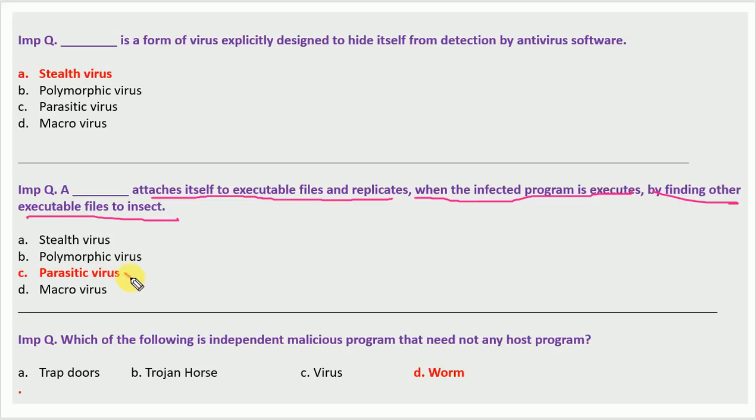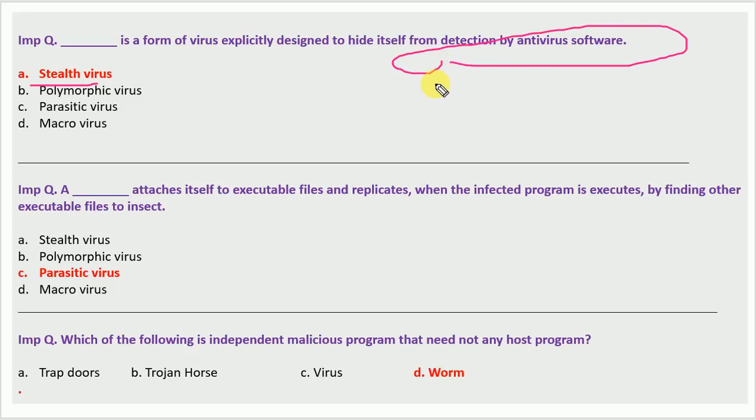The virus is the parasitic virus. From the definition of parasitic only, you can understand. What happens in a parasitic virus is it attaches itself to the executable file, it replicates itself, and whenever the infected program is executed, it finds other executable files to infect. So two important viruses you have to remember: the stealth virus, which cannot be detected even by antivirus software, and second, the parasitic virus, which attaches itself to an executable file and replicates to other executable files as well. These two viruses are very, very important.